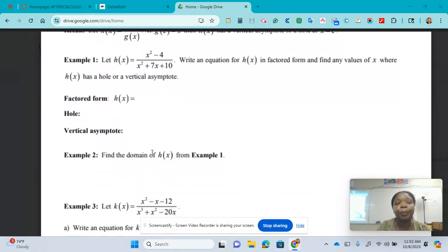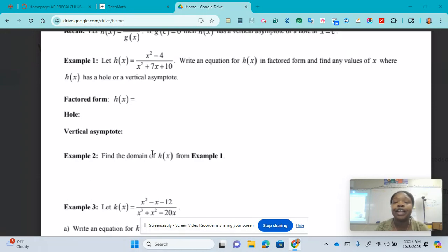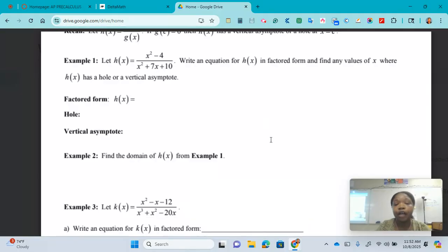So for example 1, we are going to write an equation for h of x in factored form and find any values of x where h of x has a hole or a vertical asymptote. First we need to do factoring. So for h of x, how can we factor the numerator?